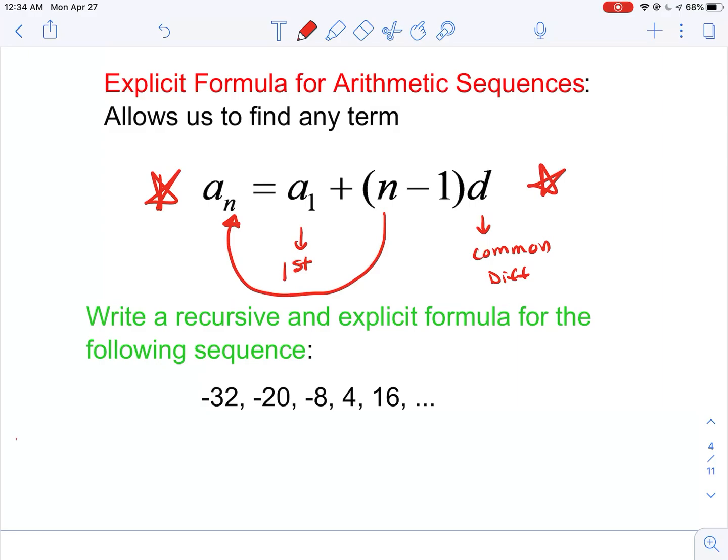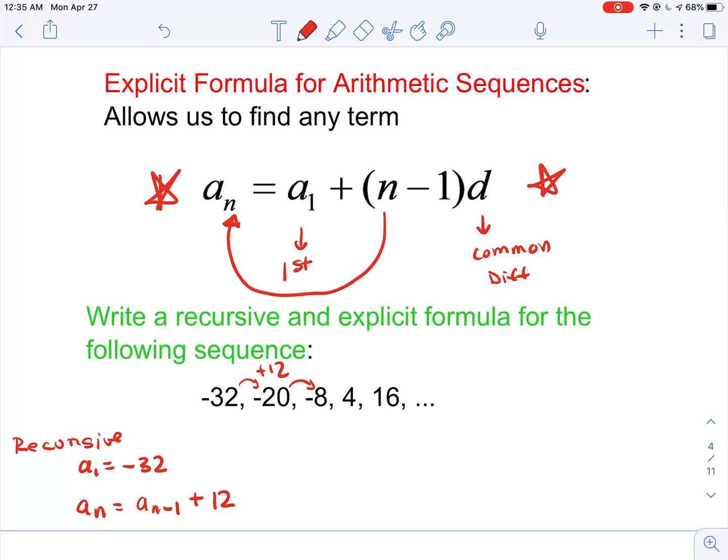Write a recursive and an explicit formula for the following sequence. So when we looked at the recursive, remember, we always started with our initial term, which in this case is negative 32. And then we always had our building step. So an is equal to the term before it, an minus 1, plus whatever my common difference is. So how do I get from negative 32 to negative 20 and negative 20 to negative 8? Looks like I am adding 12. So that would be plus 12.